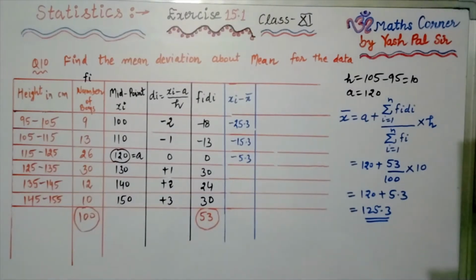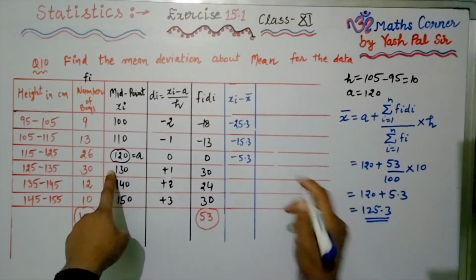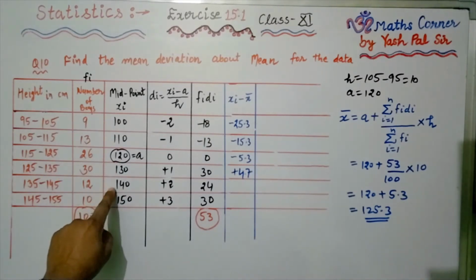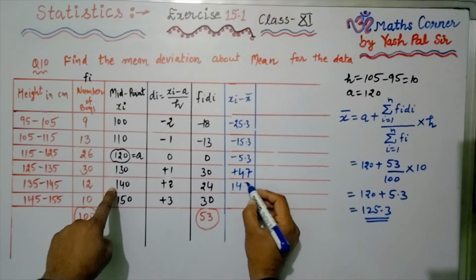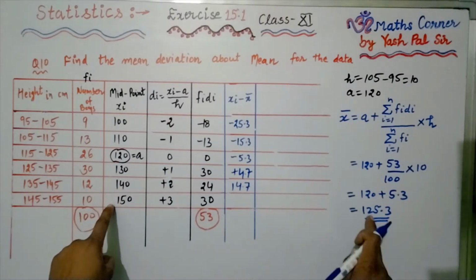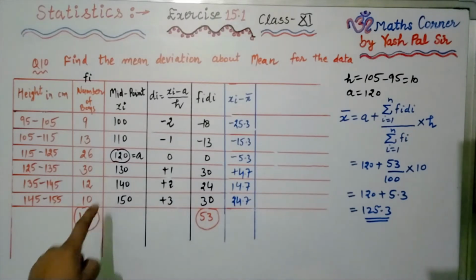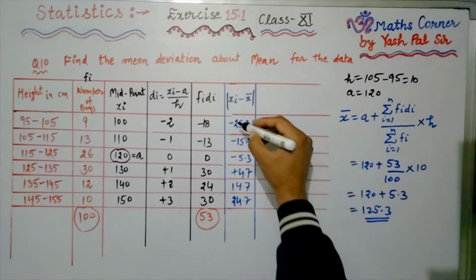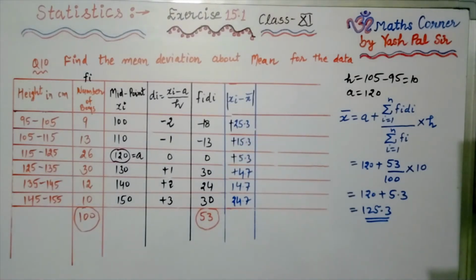120 minus 125.3 becomes minus 5.3. Now 130 minus 125.3 is equal to 4.7, plus 4.7. Likewise 140 minus 125.3 is 14.7. Next is 150 minus 125.3, 24.7. In the next step we take the modulus, meaning these negative terms will also become plus.